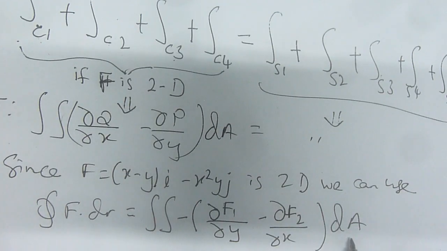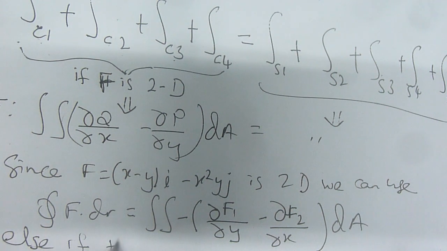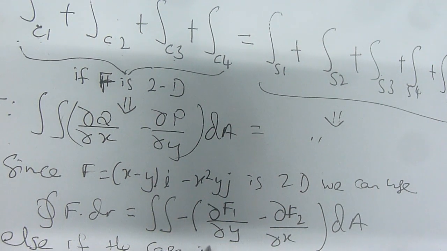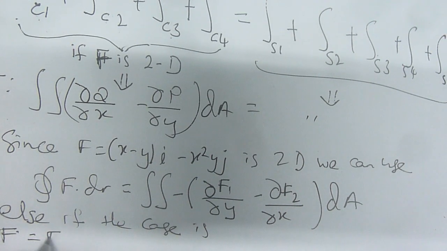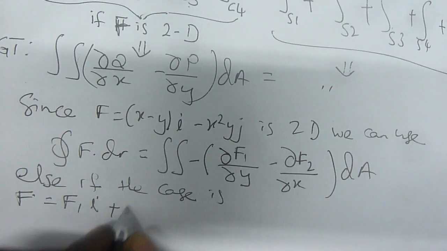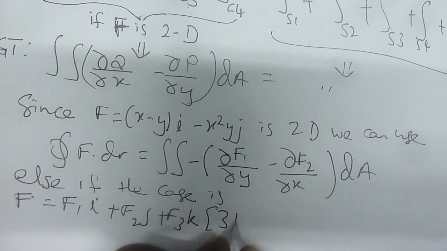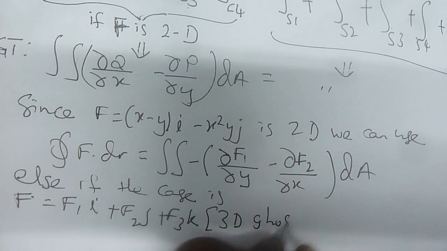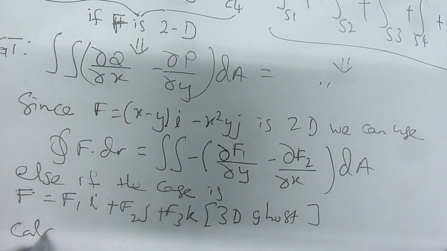Definitely. Now imagine else, if the case is F equals f1, f2 j, f3 k, which is 3D, and the ghost is 3D, then we can calculate. We must calculate.